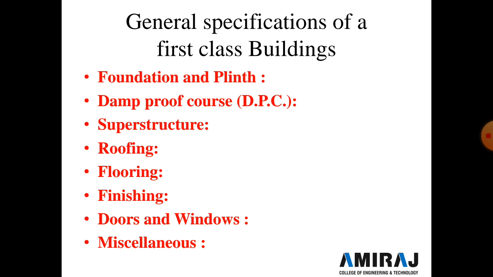And the second specification for a first class building is the damp proof course. The second building component is the DPC. The DPC shall be 2.5 centimeter thick cement concrete of a ratio 1:1.5:3, or 2 centimeter thick cement mortar mixed with a suitable waterproofing compound as specified and painted with 2 coats of bitumen.